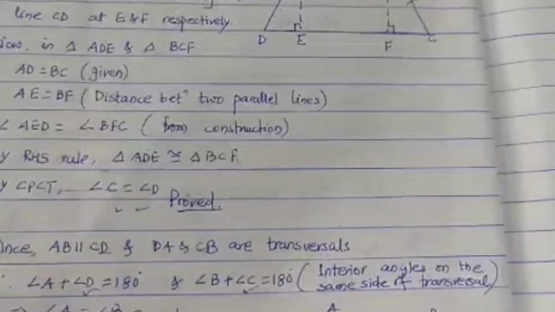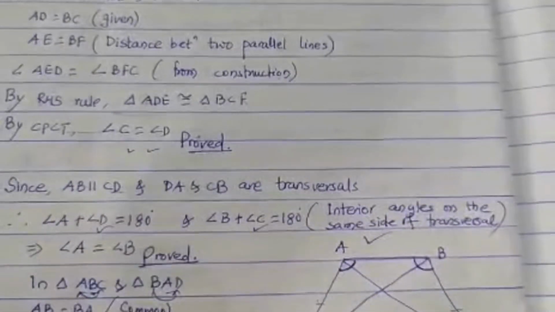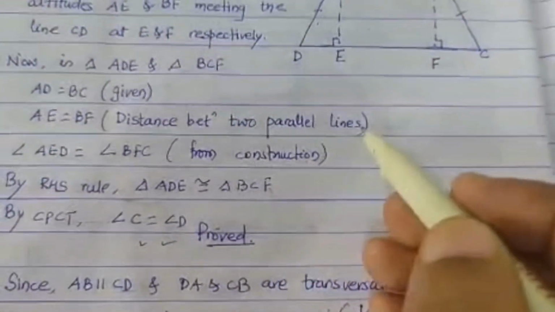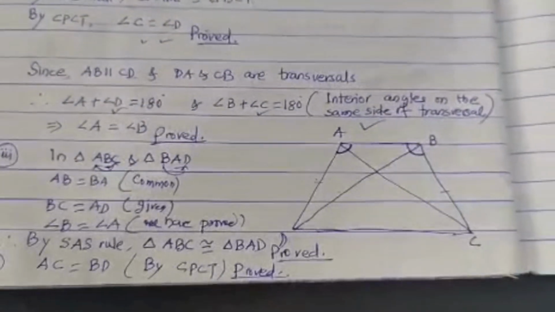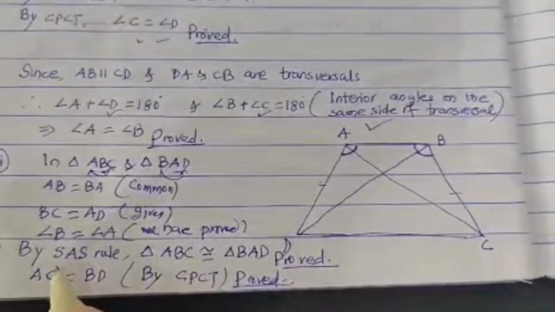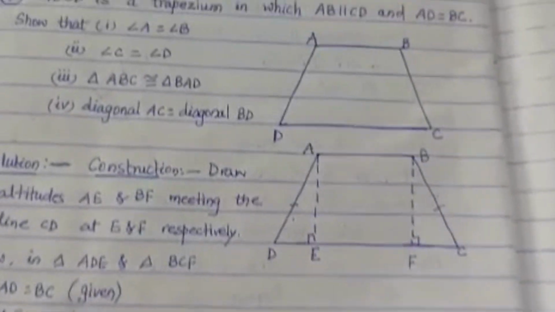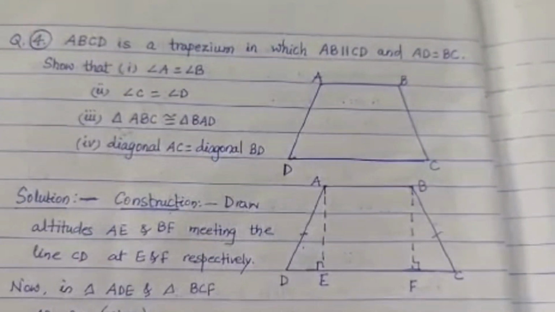So basically you have to remember all the theorems. Here, one theorem we have used is interior angles on the same side of the transversal, then distance between two parallel lines. All these things you have to remember and apply on such problems. Alright, SAS rule here. I hope this question, a good question, is clear to you. Alright, so let's move on.